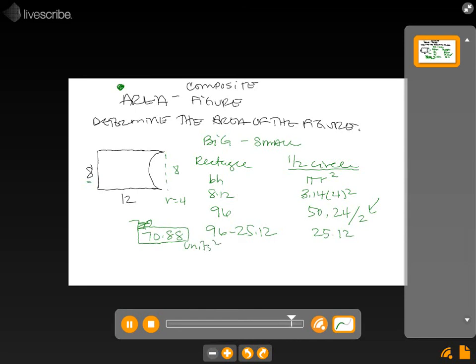So again, it combines the idea of a shaded region where we find the big one and we take it away, but it would be considered a composite figure because there's no shaded region on here, and it's made up of two different shapes.